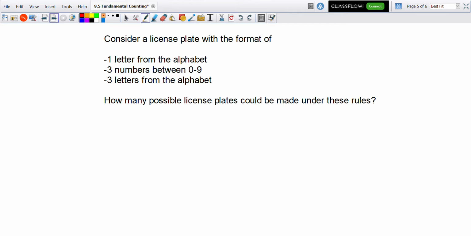Okay, here's a fun one. Consider a license plate with the following format. It starts off with one letter from the alphabet. It has 3 numbers between 0 and 9. And it finishes with 3 letters of the alphabet. How many possible license plates are there under these specific rules? Go ahead and see if you can figure that out.